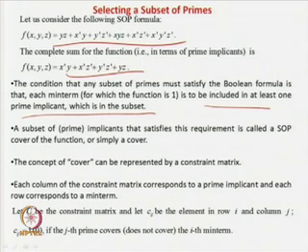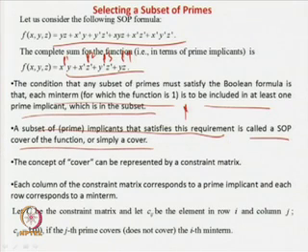So now we can say that we have P1, P2, P3 and say P4. Now you have to take a subset of this such that all the min terms for which the function is 1 are included in either P1, P2, P3 or P4. That is very obvious, that is the requirement. A subset of prime implicants that satisfies this requirement is called the SOP cover of the function, or simply a cover.